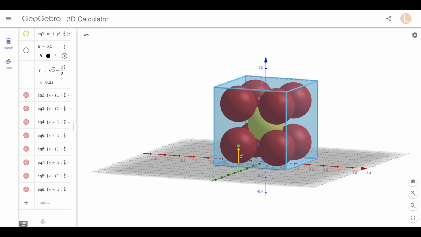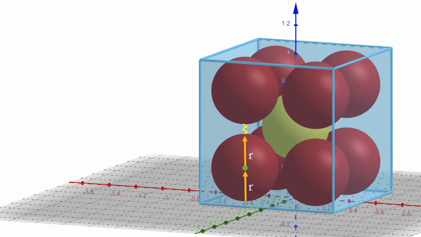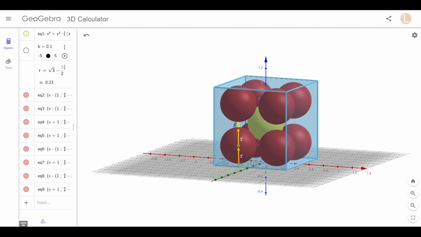All right, so what can we do? Let's look at the radius. So we have the radius of the sphere, and then we have this little gap between the 2 spheres here. We're going to call it beta, and then we have the radius again.